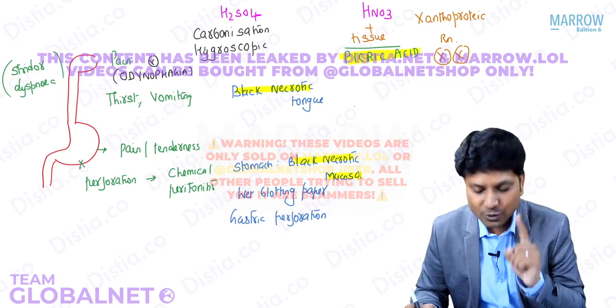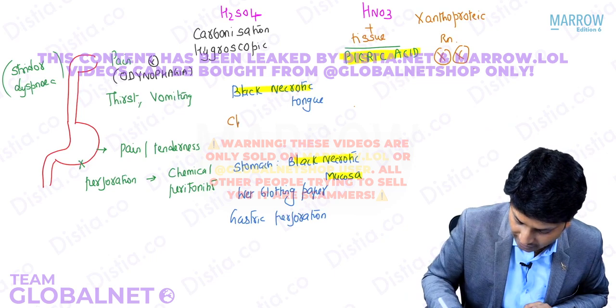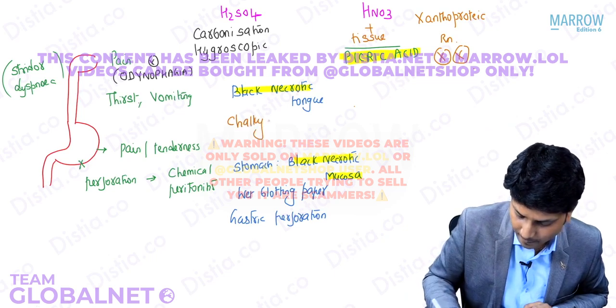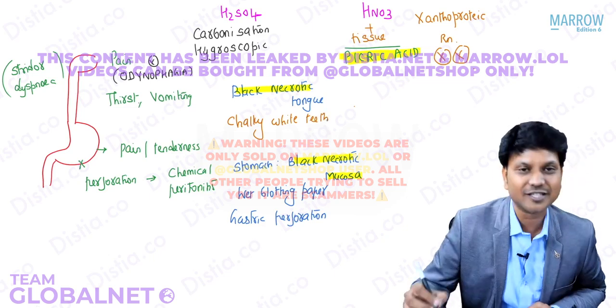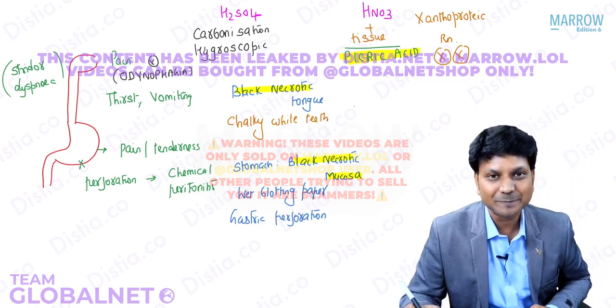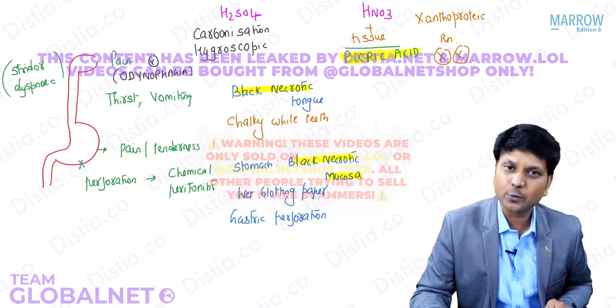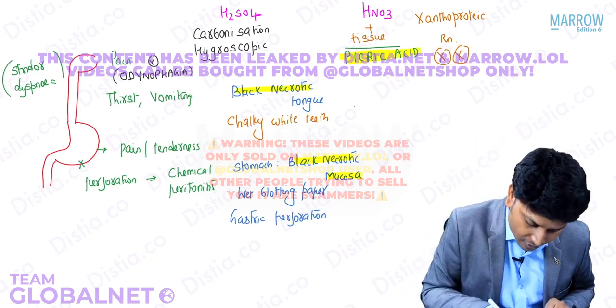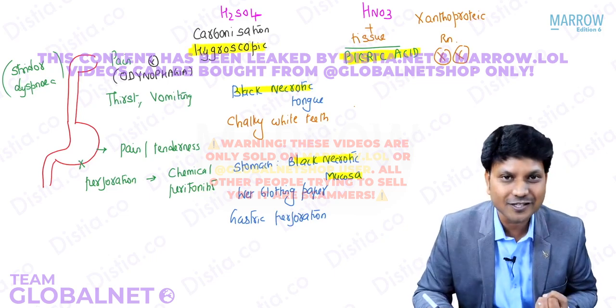There's only one thing that is white. What is white? Do remember, friends, only one thing is white, that is chalky white teeth. Everything is black, teeth are white, chalky white teeth. Why do you see chalky white deposits on the teeth? That is because of the hygroscopic effect. It absorbs all the moisture from the surface.